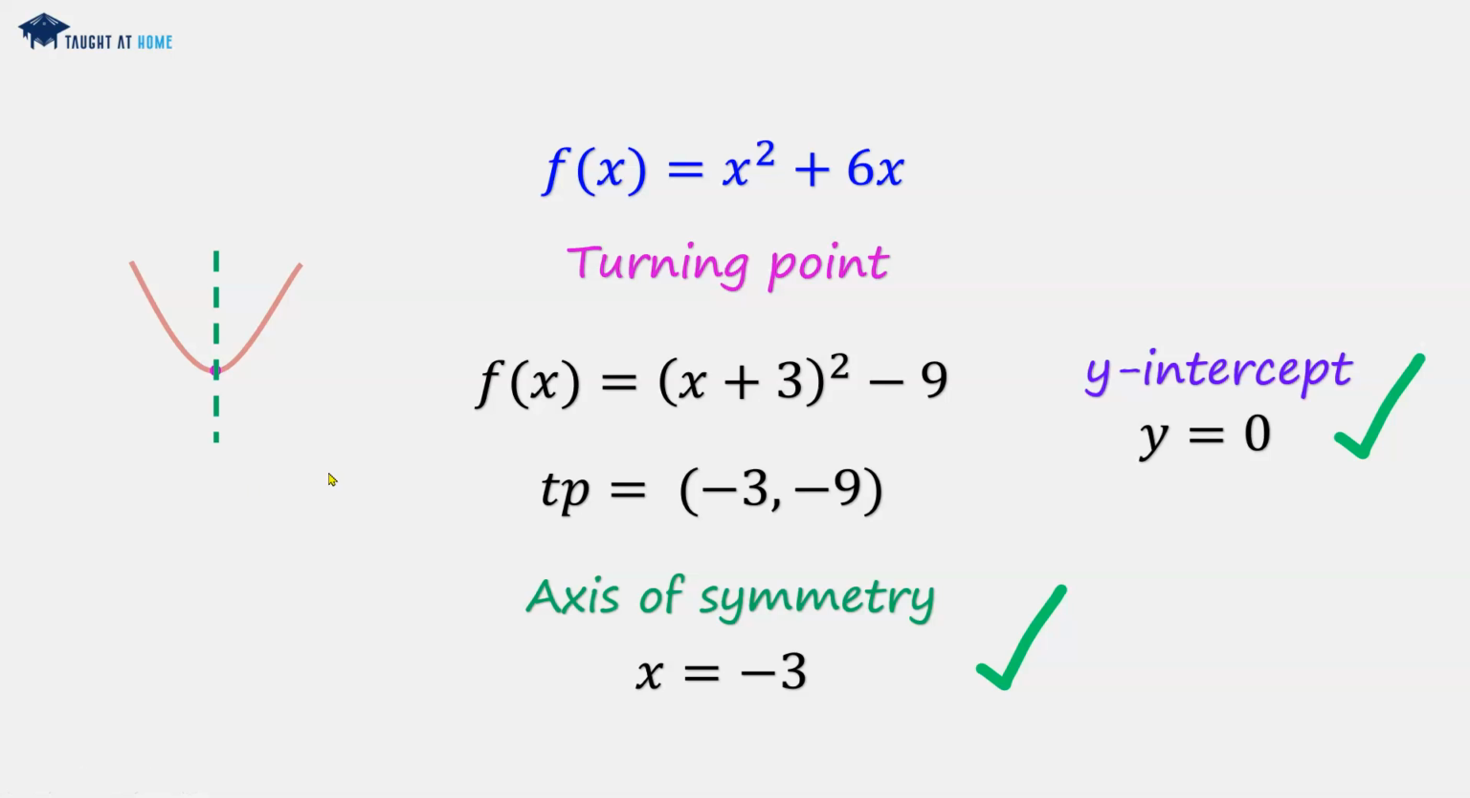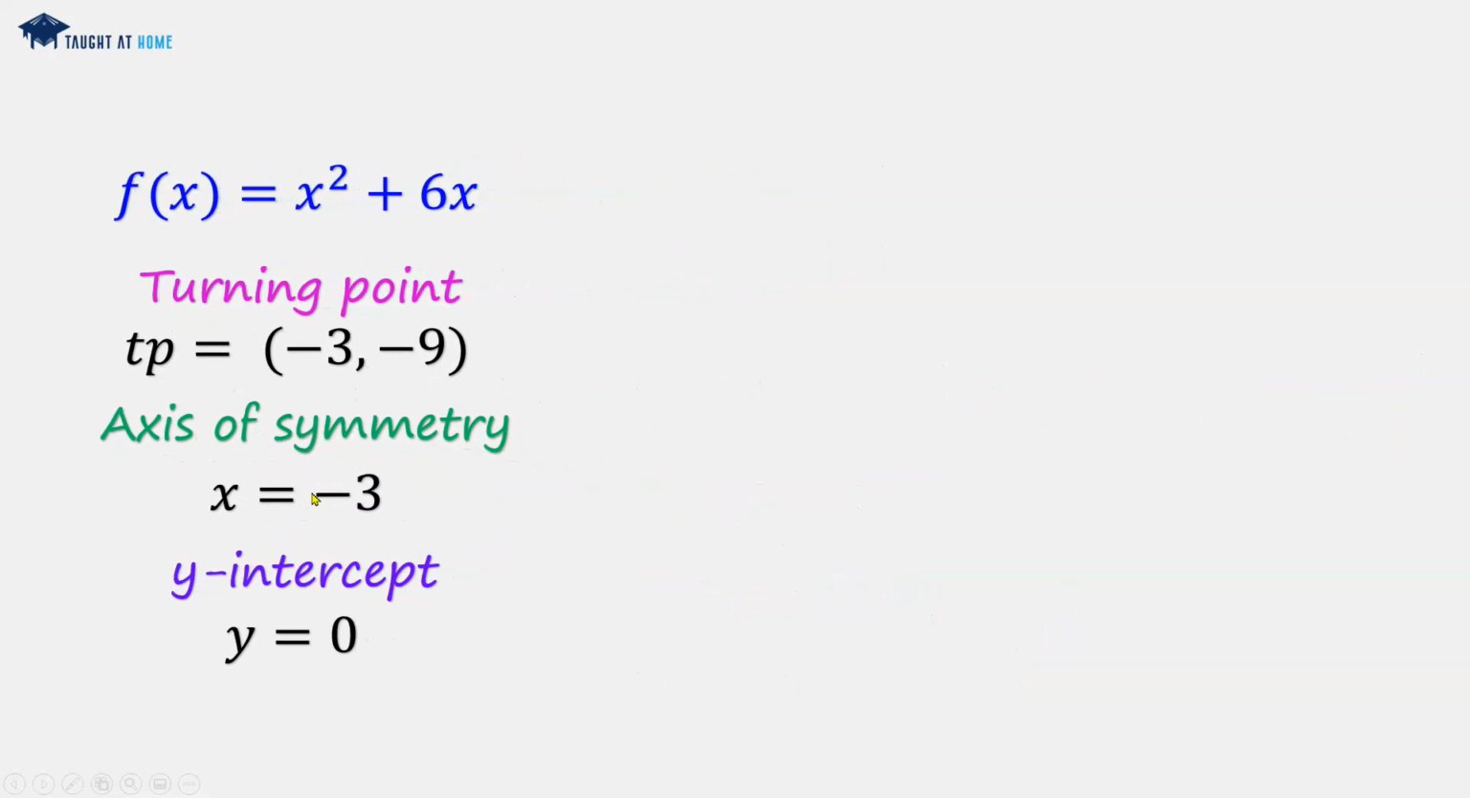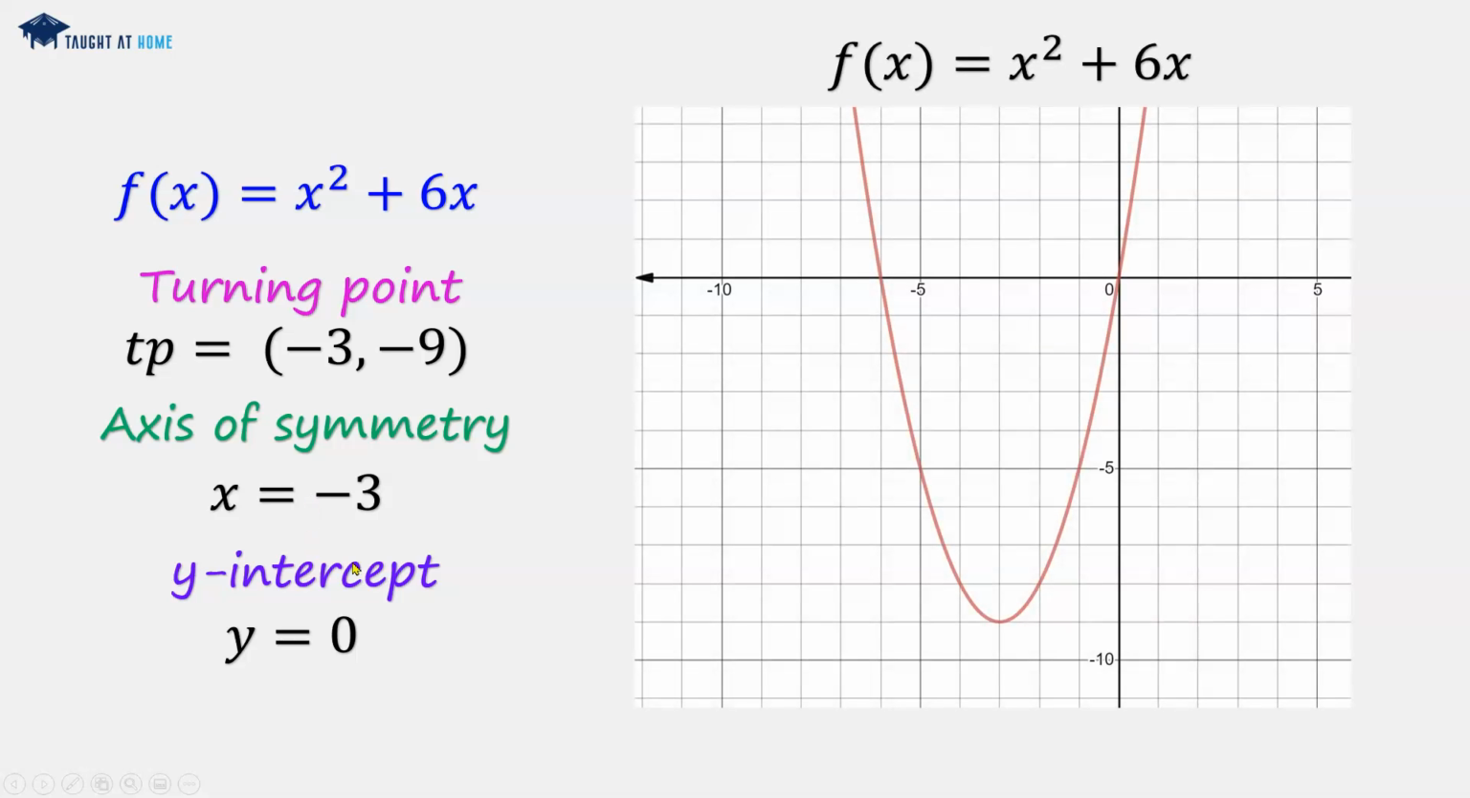And now we can look at the plot and we can label it. So we've got the turning point at (-3, -9). We've got the axis of symmetry going through the turning point at x = -3. And we have the y-intercept at the origin, y = 0.